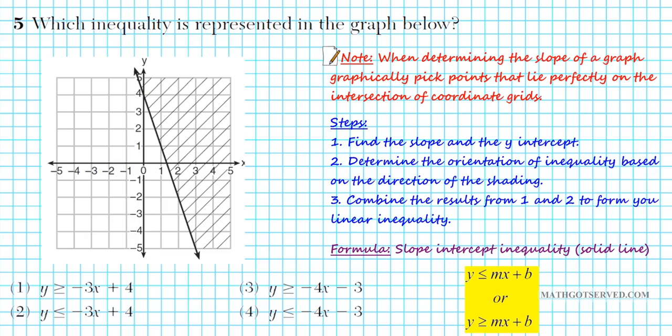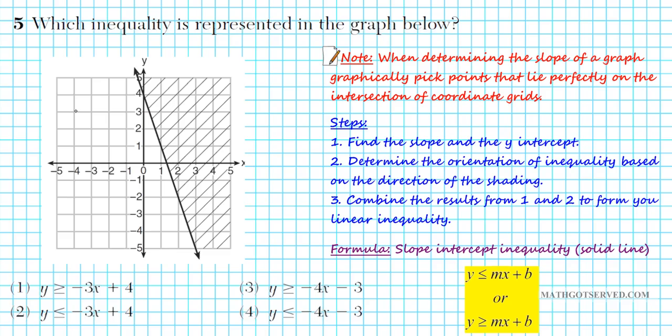All right, let's take a look at problem 5. It says, which inequality is represented in the graph below? So we have a solid line that's shaded. This is a graph of a linear inequality. Now, one thing you want to note is that when determining the slope graphically, as we will be doing momentarily, you want to pick points that lie perfectly on the intersection of coordinate grids.